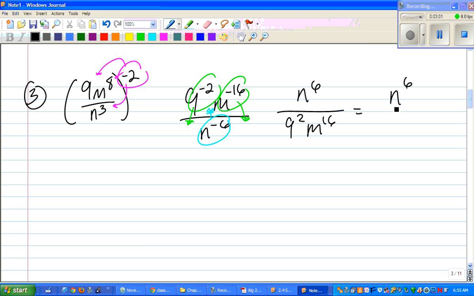You can reduce that, or simplify. The 9 squared turns to 81, m to the 16th.